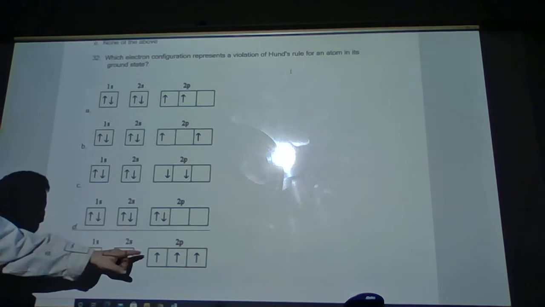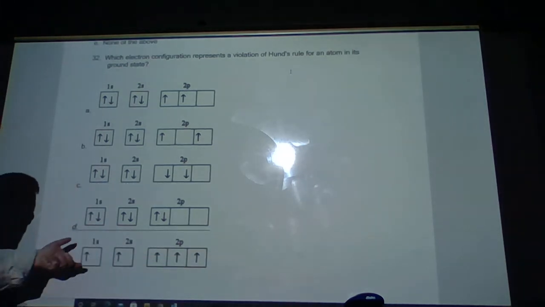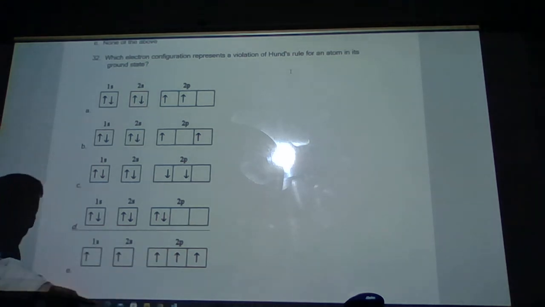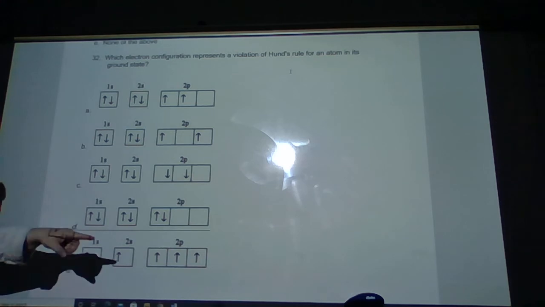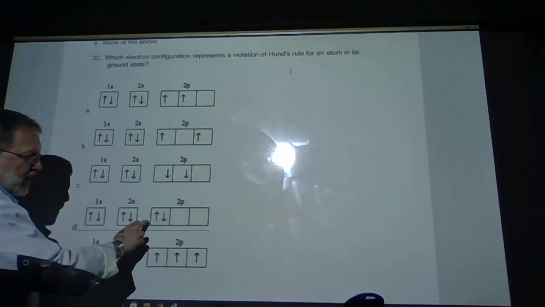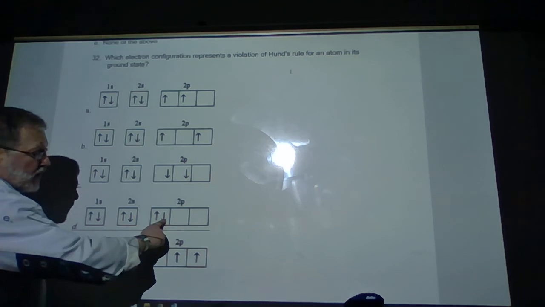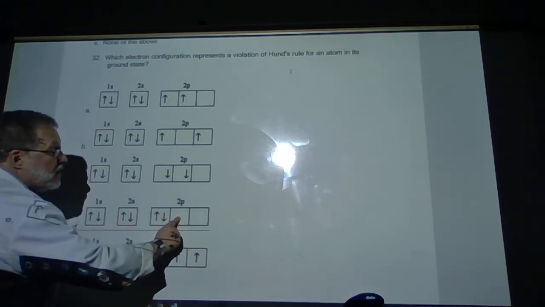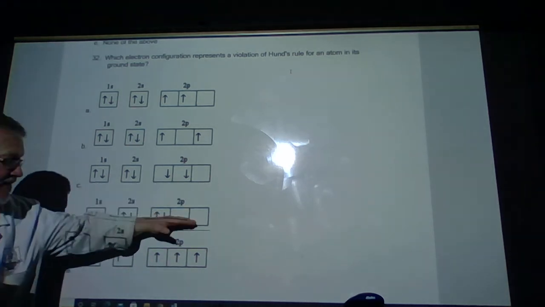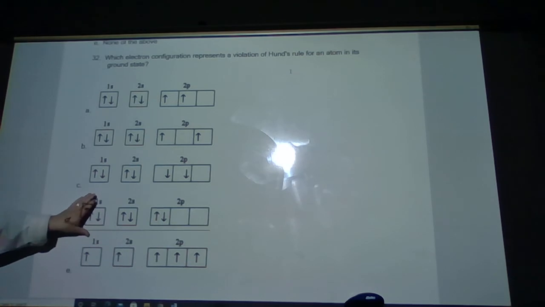E, up, up, up, up, up, no. This is a violation of Aufbau. Electrons fill in the lowest energy orbitals first and then start spin pairing. But this is not a violation of Hund's rule. This is a violation of Aufbau. D is a violation of Hund's rule. Spin up, down, spin up, down, spin up, down. No, this other electron should be here with spin up. So the electron orbital configuration that is not correct is number D.